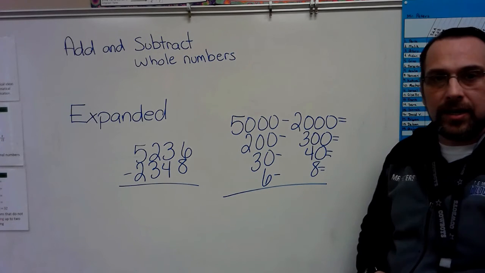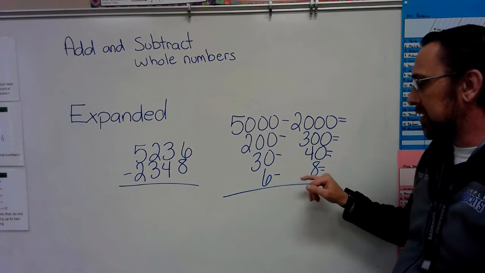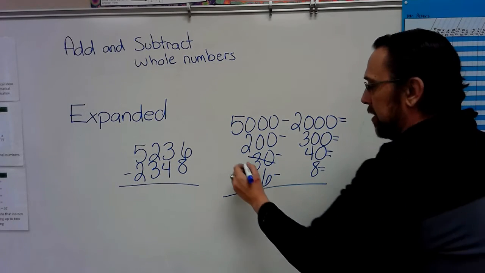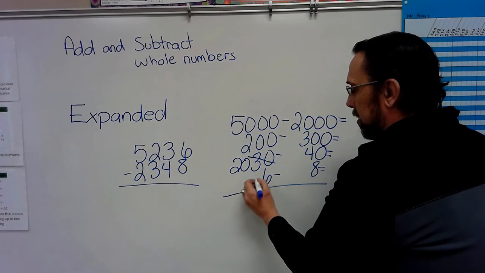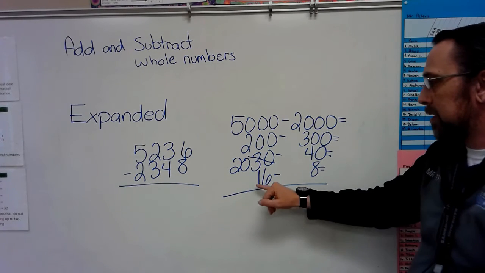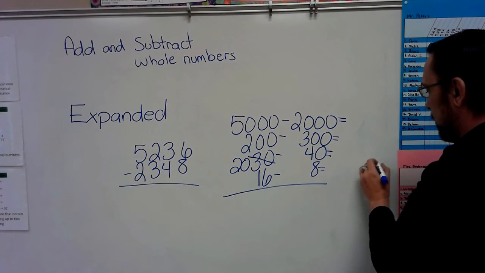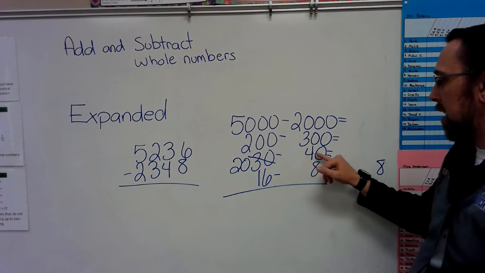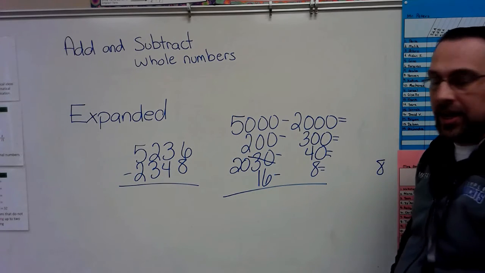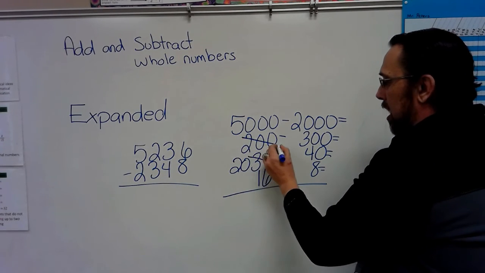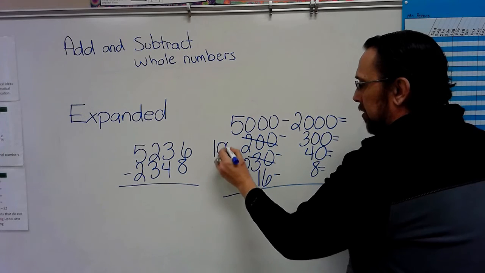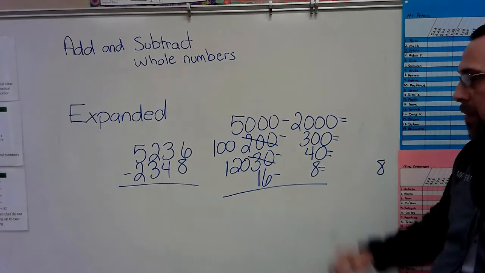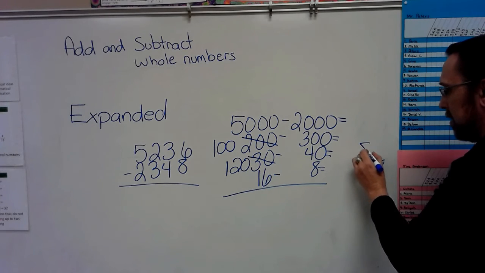6 minus 8. I cannot do that because the 6 is less than the 8. So I take 10 from 30 and I make that a 20, and this goes 16. 16 minus 8 is 8. 20 minus 40. Once again, I cannot do this math, so I borrow 100 from 200 and give it to the 20. 120 minus 40 is 80.